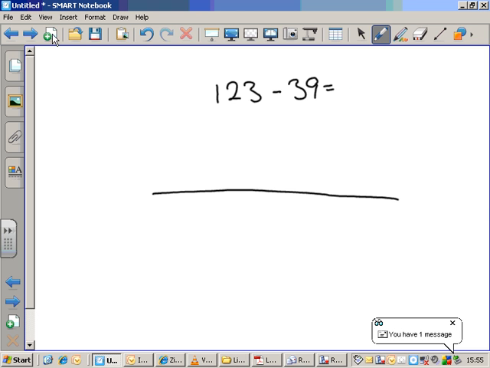Again, 39 is almost 40, isn't it? So let's do 123 minus 40 and plus 1. Can you take away 40 from 123 in one go? If you can, you go ahead and do that. That'd be fantastic, and well done to you. If you're not so sure, let's do it in jumps, shall we?